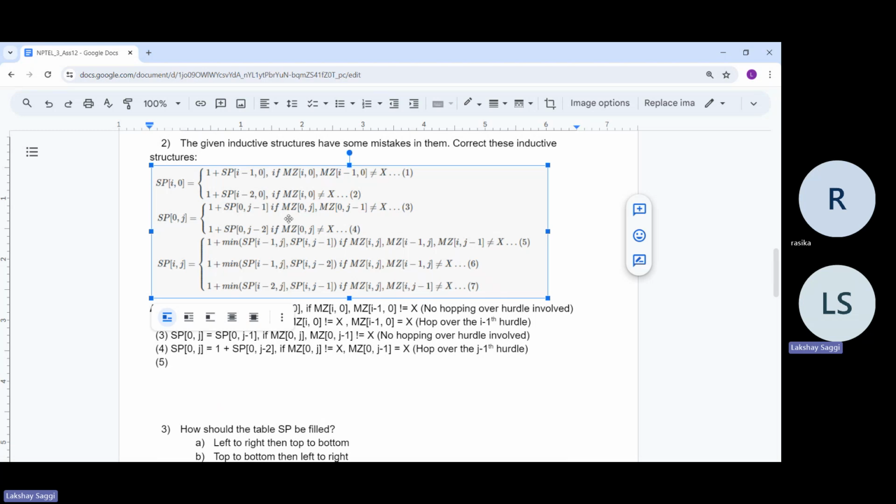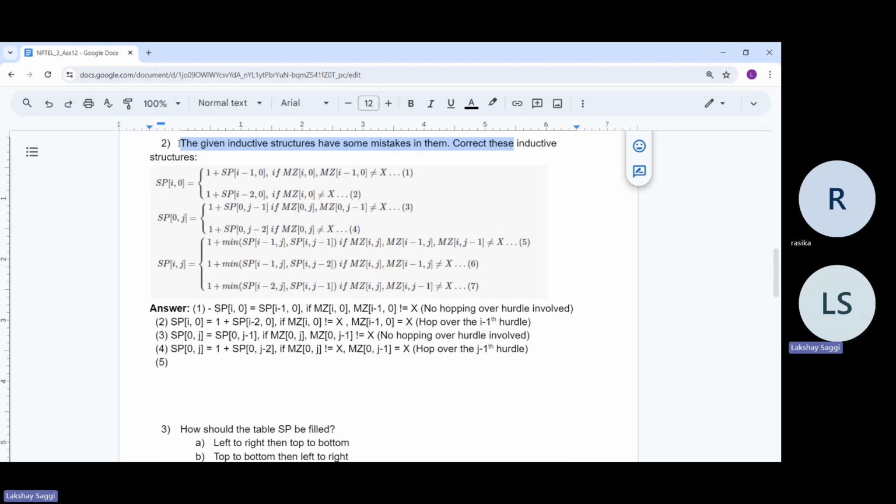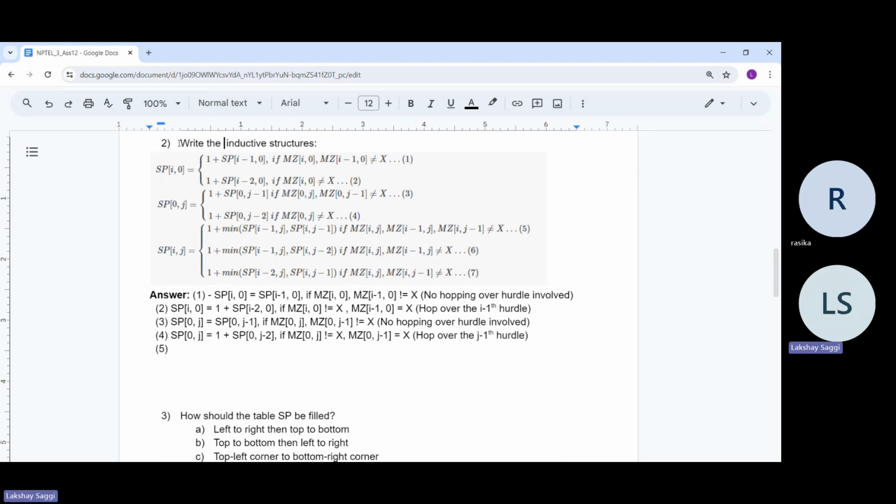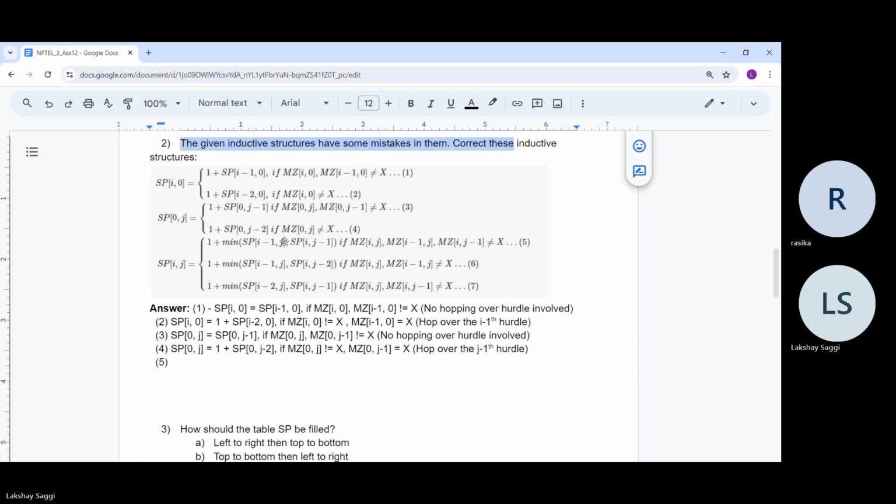Maybe I should just delete these and just write the question as: write the inductive structures for the given problem. Something like this. Because all these inductive structures have mistakes, so there is no point in just saying correct these. So now what we have to do is effectively SP. Okay, maybe we can just leave it as it is.